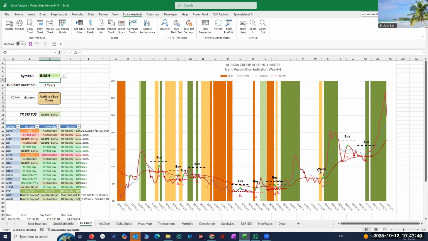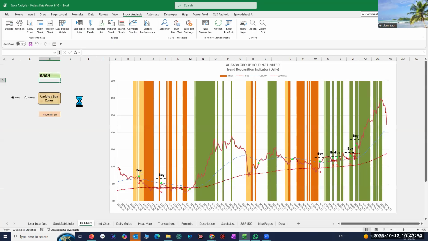Now, most recently, Alibaba, take it to the 1 year and daily chart only. The reason I switched to 1 year is because 5 years on this particular screen will look very messy.